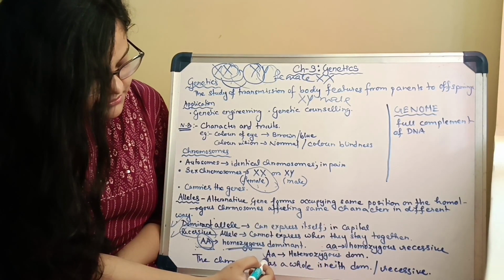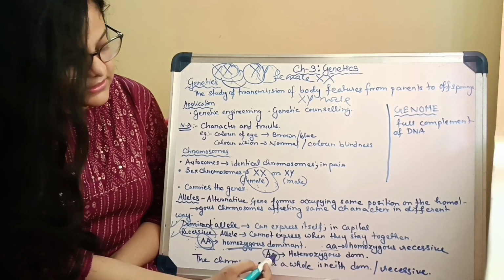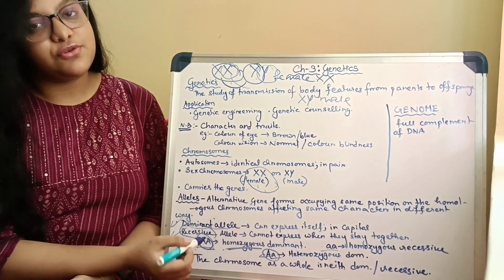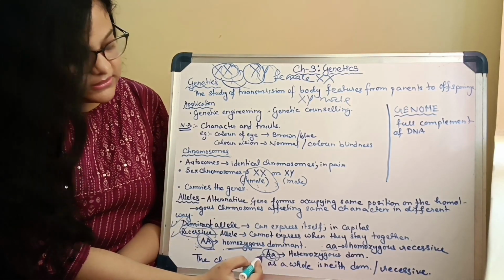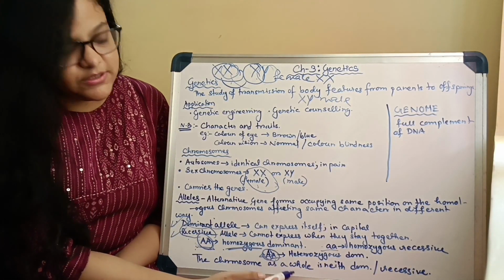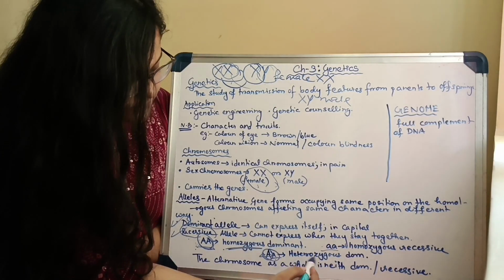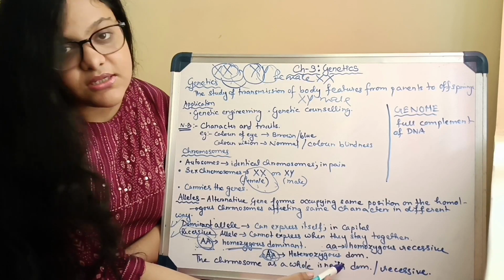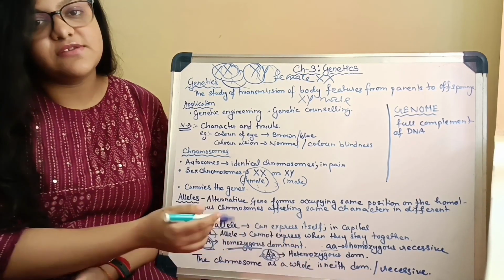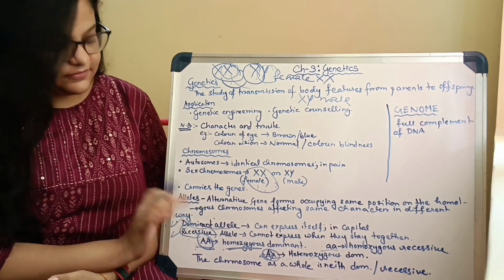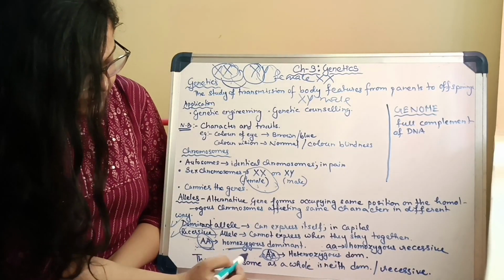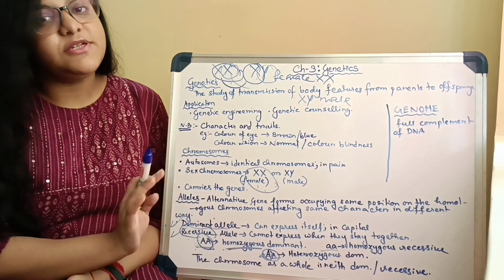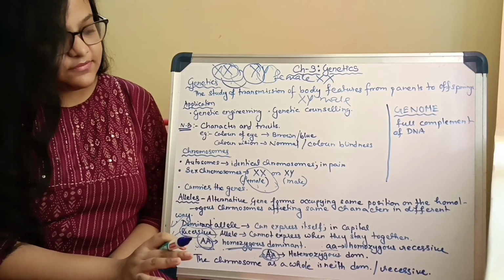But here, as I was talking about earlier, there is a dominant allele and a recessive allele. And as you know, if both are present, then only the dominant one can express itself. So it is known as heterozygous. Heterozygous means dissimilar. It is known as heterozygous dominant, since the recessive character cannot express itself. But remember that the chromosome as a whole can neither be dominant nor recessive.